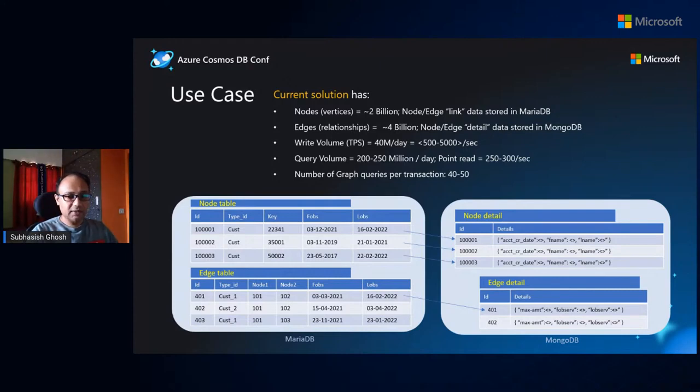As you see, it's a link table design approach. Ten years back when the customer built the solution, and in fact I worked with a couple of other similar customers as well, they all used a combination of different databases which were available to them at that time. For example, in this particular use case, the link table, or the linkage data, was stored in MariaDB, and the node and edge detail data was initially stored in MongoDB.